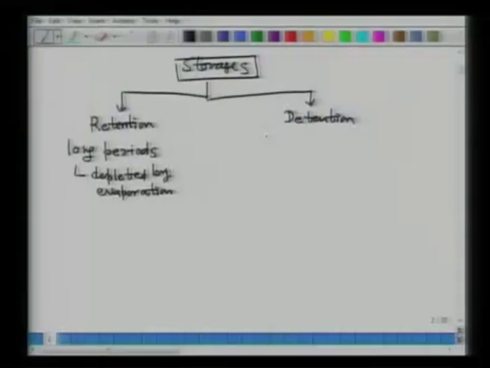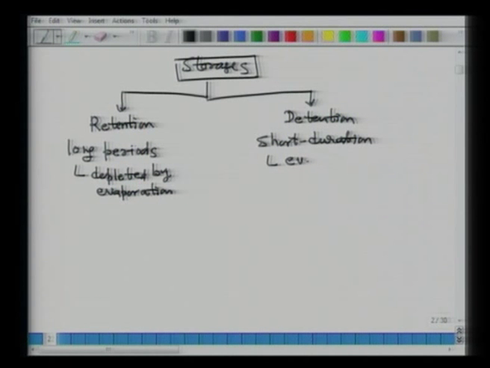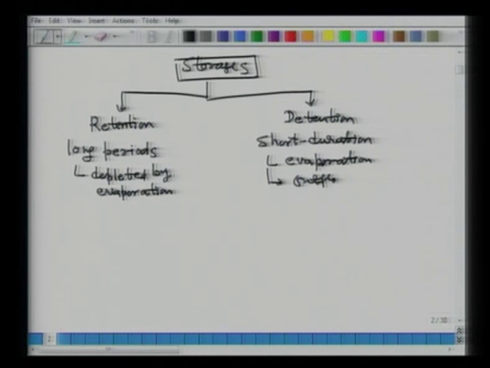The other type of storage classification is what we have as detention storage, which is for short duration, as the name suggests. Okay. And how is it depleted? It is depleted by either evaporation or the outflow, you can say, or flow out of that surface storage.